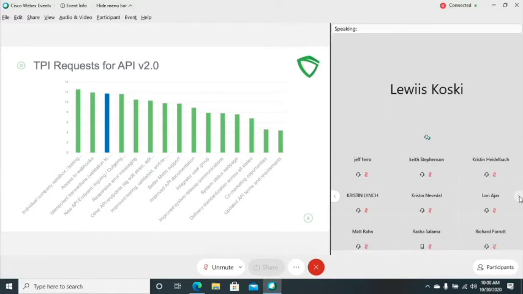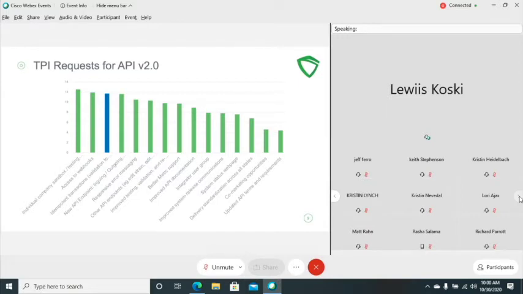But this was some preliminary work that we did with the focus group, where we identified, in talking to them individually, all these different things that they would like to see done in the API. And then we surveyed them all and asked them to prioritize them. And this is what they came up with.